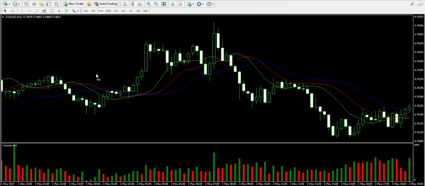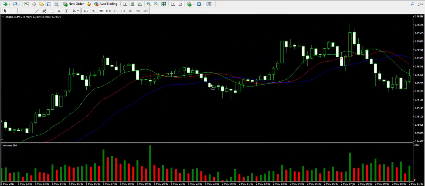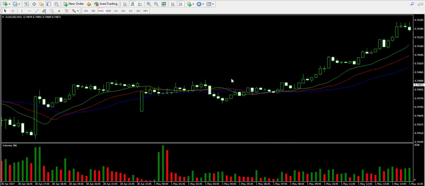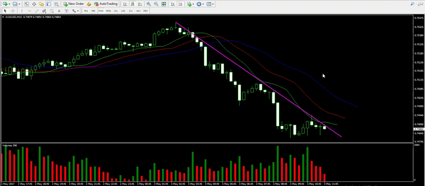When the two lines are close to each other, like over here, and like over here, and they constantly cross and interrupt each other, we say that the alligator is sleeping, meaning that the pair is rather ranging than trending.